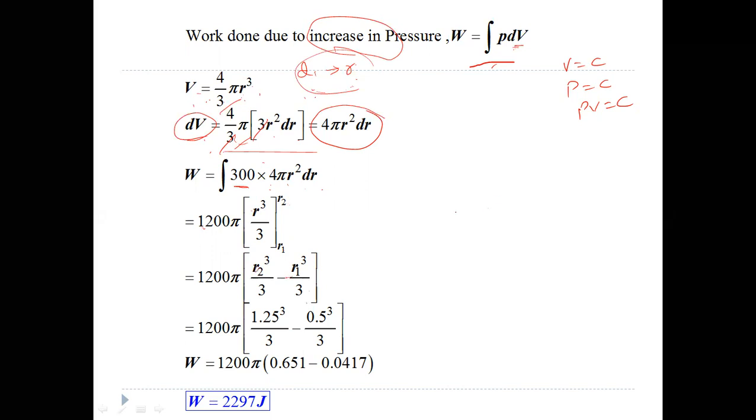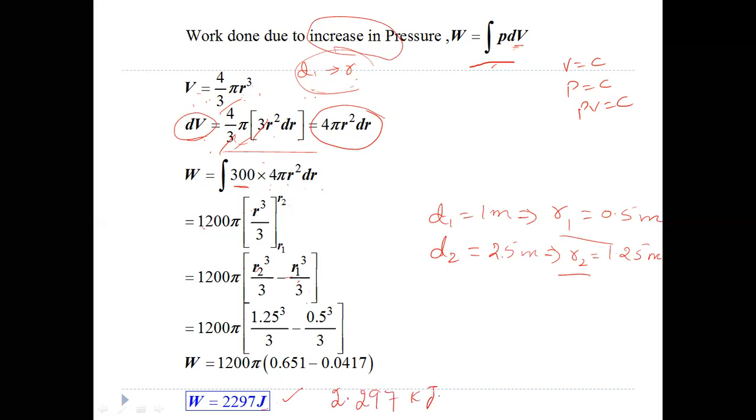So initial diameter d1 is 1 meter. That implies radius r1 is 0.5 meters. And the final diameter we got is 2.5 meters. That implies final radius r2 is equal to 1.25 meters. So by taking these two r1 and r2 values, we have calculated the work done as 2297 joules, or in terms of kilojoules we can write it as 2.297 kilojoules.